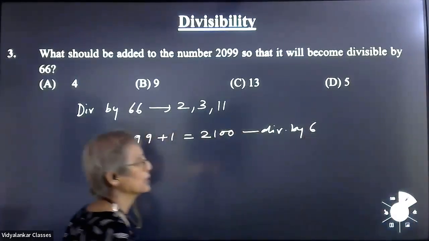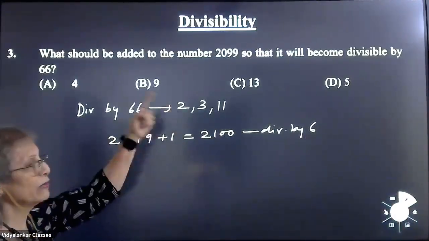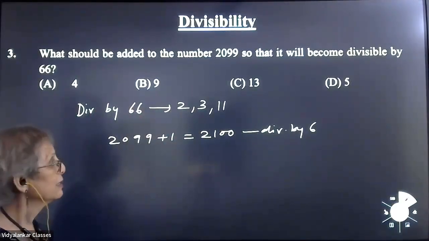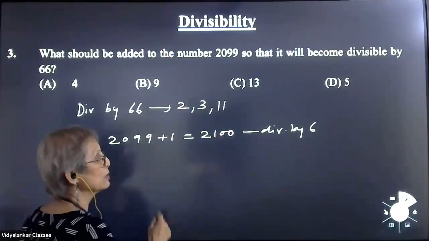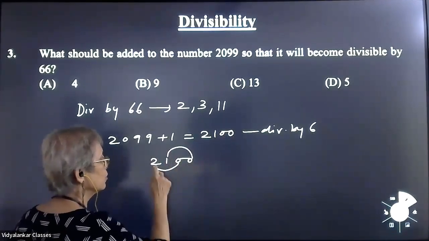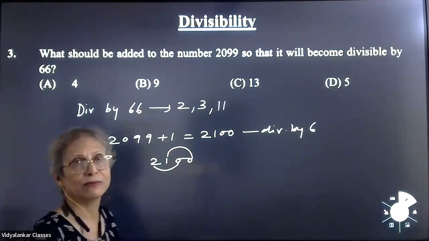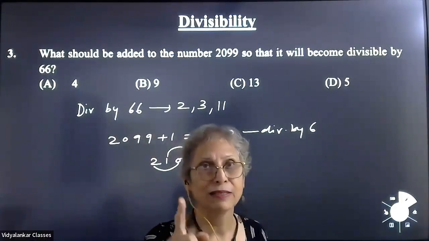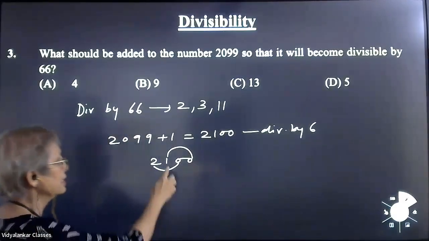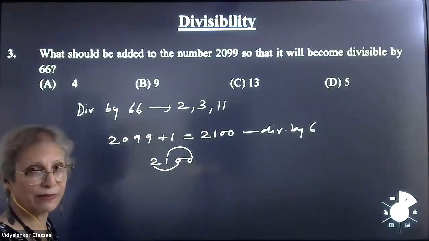Only 6. Okay. Now we want to apply the test of divisibility of 11. Here the number is 2100. Alternate digits: 2 plus 0, 1 plus 0, no. The difference is 1, which is neither 0 nor a multiple of 11. And therefore, this number is not divisible by 11, right?